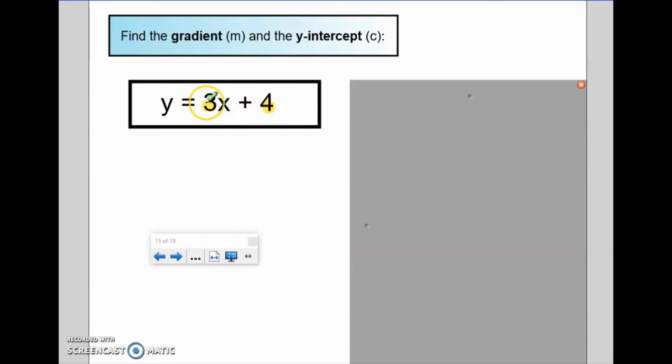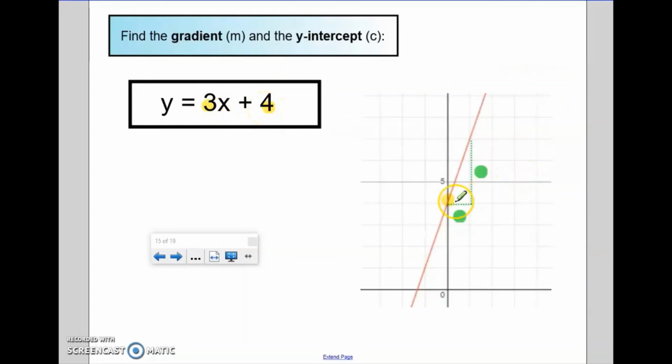So my gradient is 3 and my y-intercept is 4. So if I was to look at a graph, you can see here is plus 4 on the vertical axis, on the y-axis. That corresponds to this plus 4 there. And my gradient is 3. If I pick a point on the line, I go along 1 square and I go up 3 squares. So that corresponds to a gradient of 3.